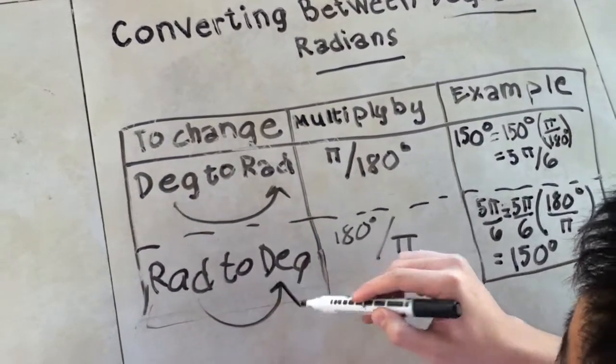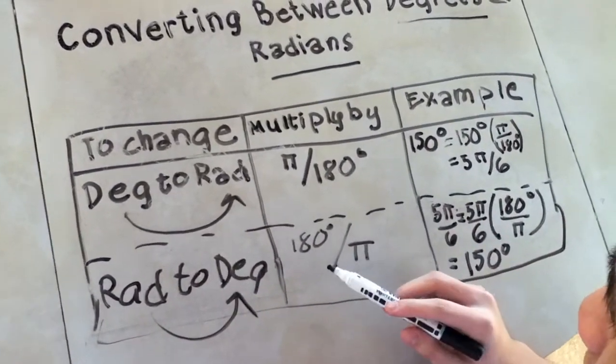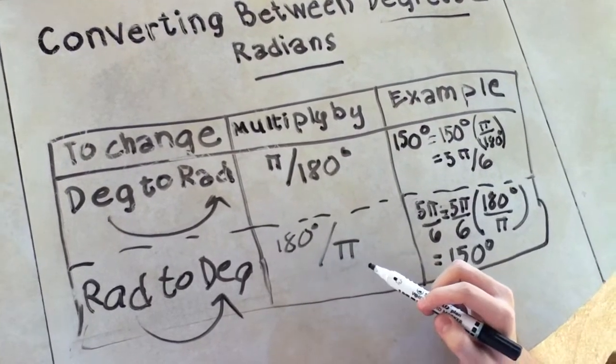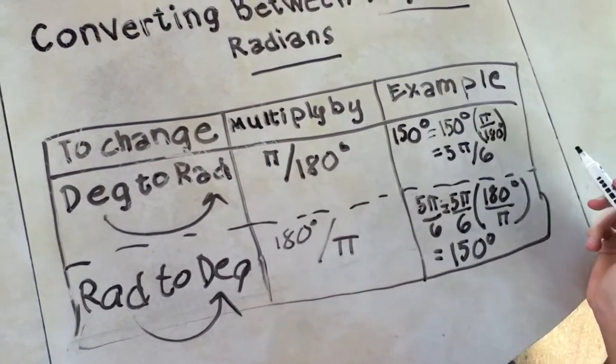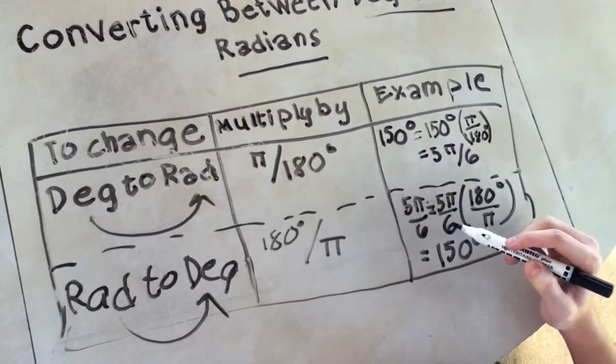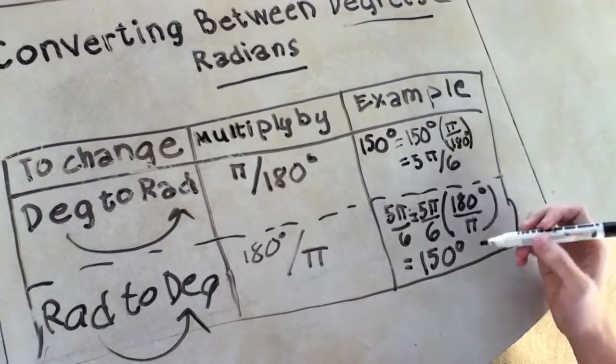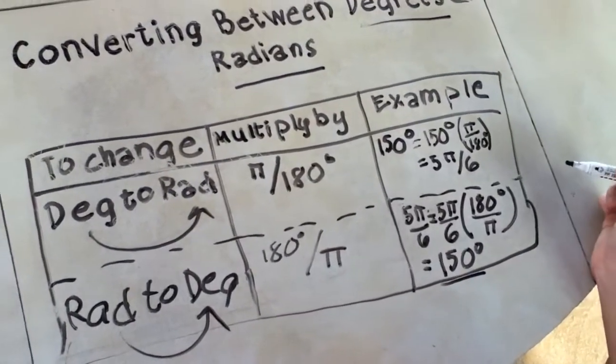Radians to degrees, however, would be multiplied by 180 degrees over pi. An example would be 5 pi over 6 multiplied by 180 degrees over pi. That would result in 150 degrees.